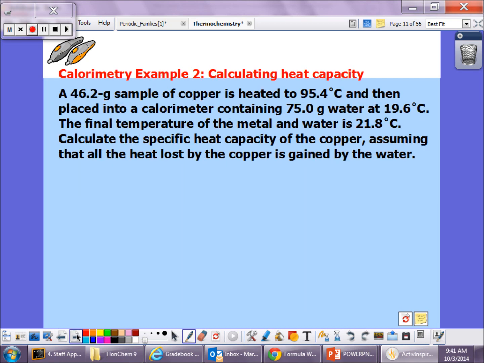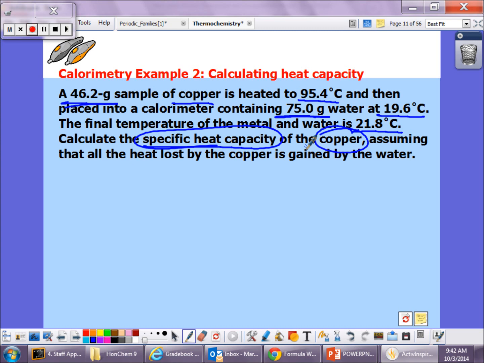All right, let's continue. It's still the first way to calculate delta H. We are still in calorimetry. A 46.2 gram sample of copper is heated to 95.4 degrees Celsius and then placed into a calorimeter containing 75 grams of water at 19.6 degrees Celsius. The final temperature of the metal and water is 21.8 degrees Celsius. Calculate the specific heat of copper, assuming that all the heat lost by the copper is gained by the water.